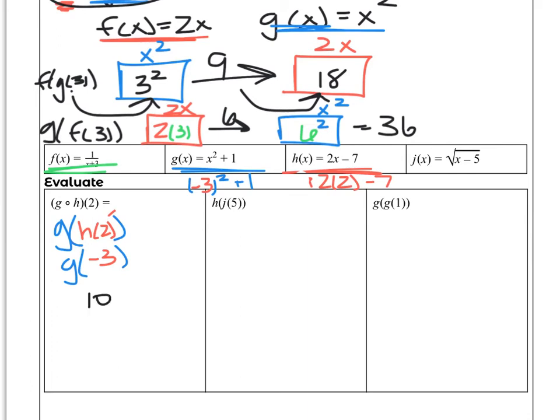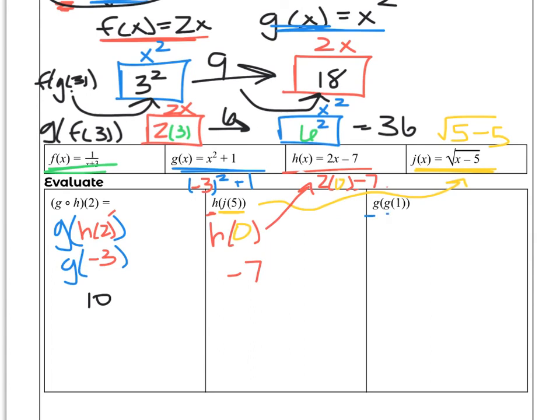The next one is already nice and written for me. So we're going to do h, which is my red function, of j of 5. So the first thing I need to do is plug in 5 over here to j. So square root of 5 minus 5. Well, 5 minus 5 is 0, and the square root of 0 is 0. So j of 5 is 0. And now I'm going to take that answer of 0 and plug it into my other function, h. So 2 times, I just got 0, minus 7. 2 times 0 is 0, minus 7 is negative 7.